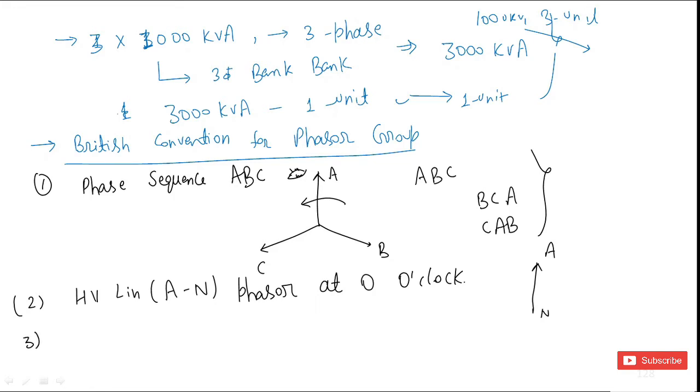Rule number 3. The high voltage line, A, B or C, any line, the terminal will be from A2.